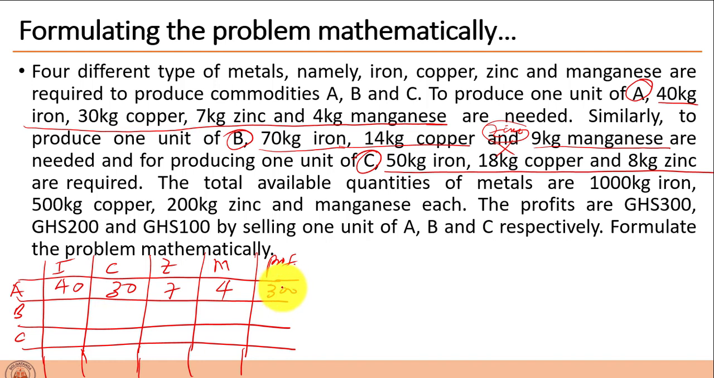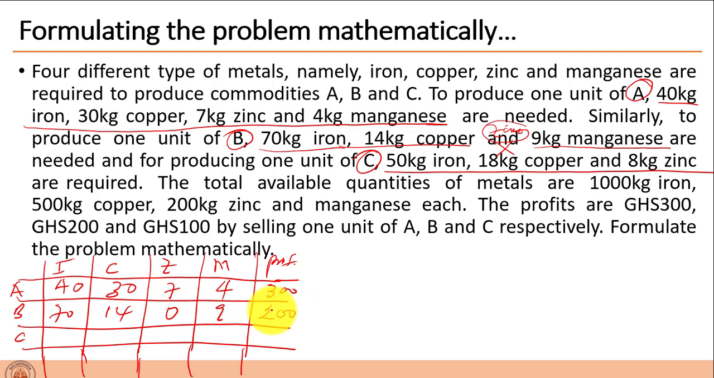Next one, B. B needs 70 kilograms of the iron, 14 kilograms of the copper, and 9 kilograms of manganese, so we put 9 here. Zinc is not mentioned, so it means zinc is not required in making product B. So I put 0 here. And what profit am I going to get when I finish with this product? I am going to get 200 Ghana cedis.